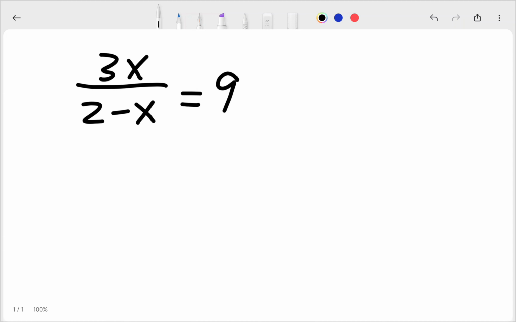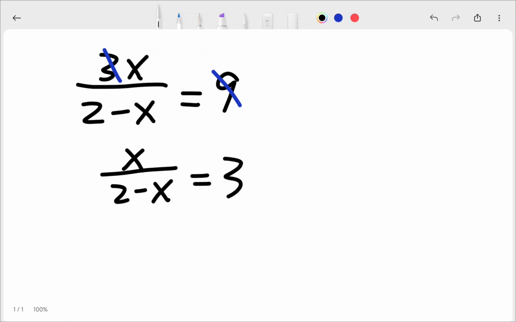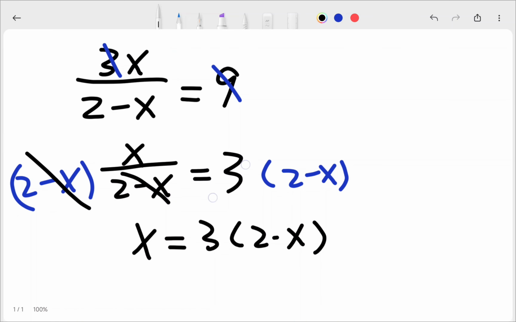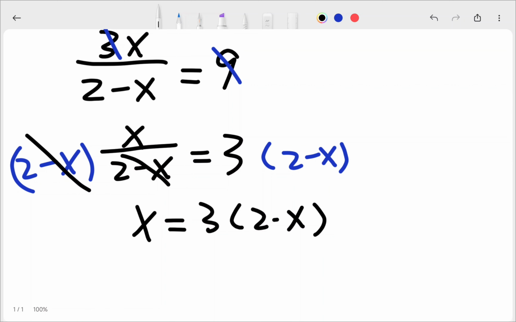Please feel free to pause the video and give it a go. Alright, let's do this together. Again, can we simplify this? Both sides can be divided by 3. Okay, now we have this fraction, so let's get rid of the denominator. We need to expand the brackets.